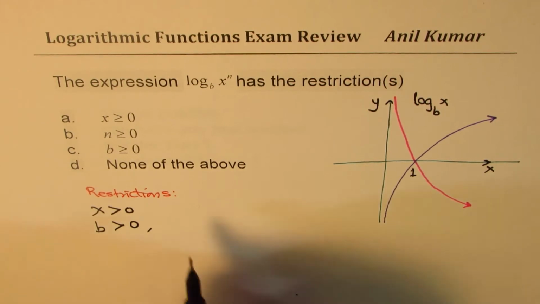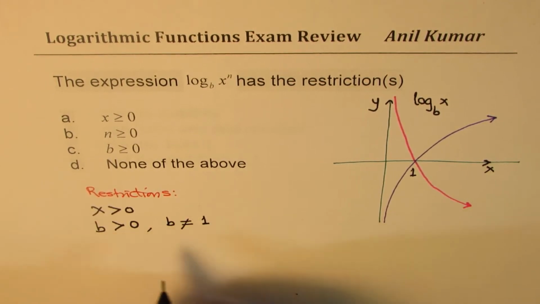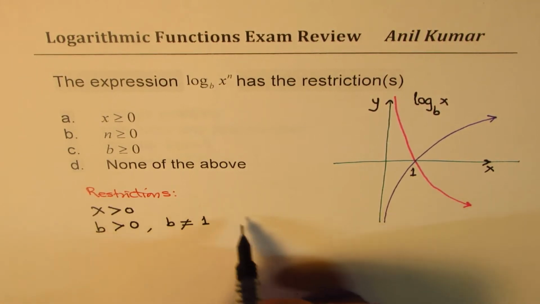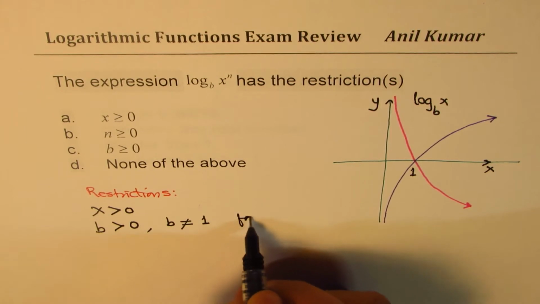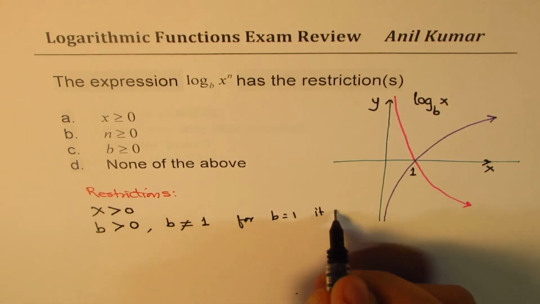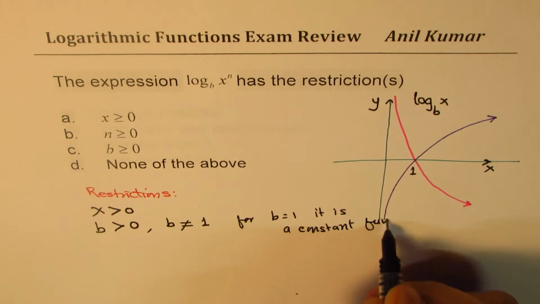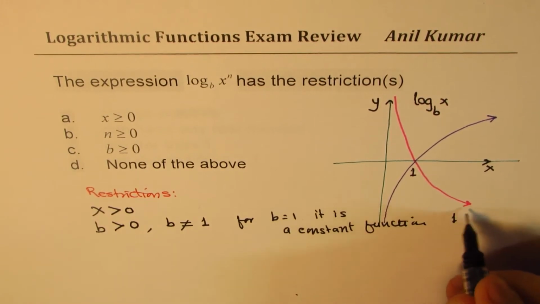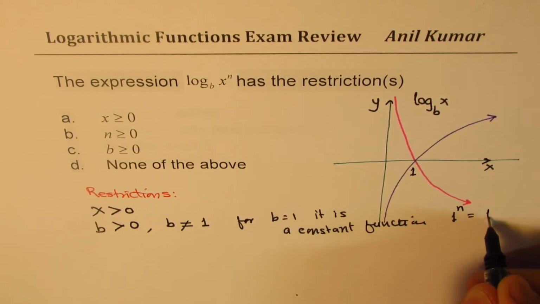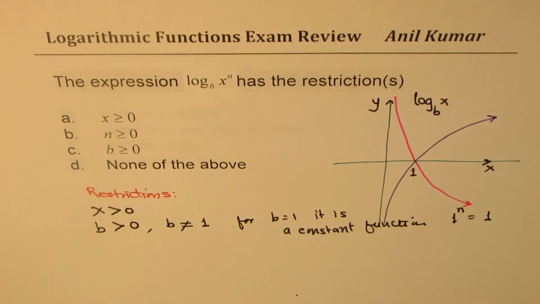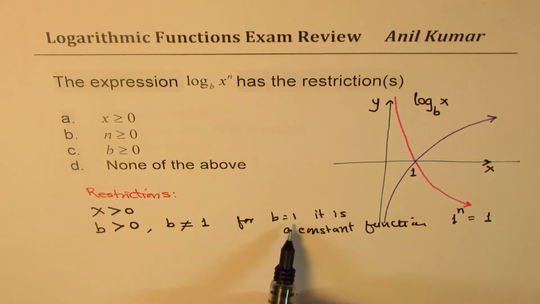And here we have a restriction also, that b is not equal to 1. If b is equal to 1, then you get 1 to the power of anything is 1. Do you understand? So for b equals 1, it is a constant function. Is that okay? Because 1 to the power of anything, let it be n, is always equal to 1. Of course, n could be any number here. So that is not an exponential function, and log is the reciprocal of the exponential function, so we don't treat that as an equivalent value, right?